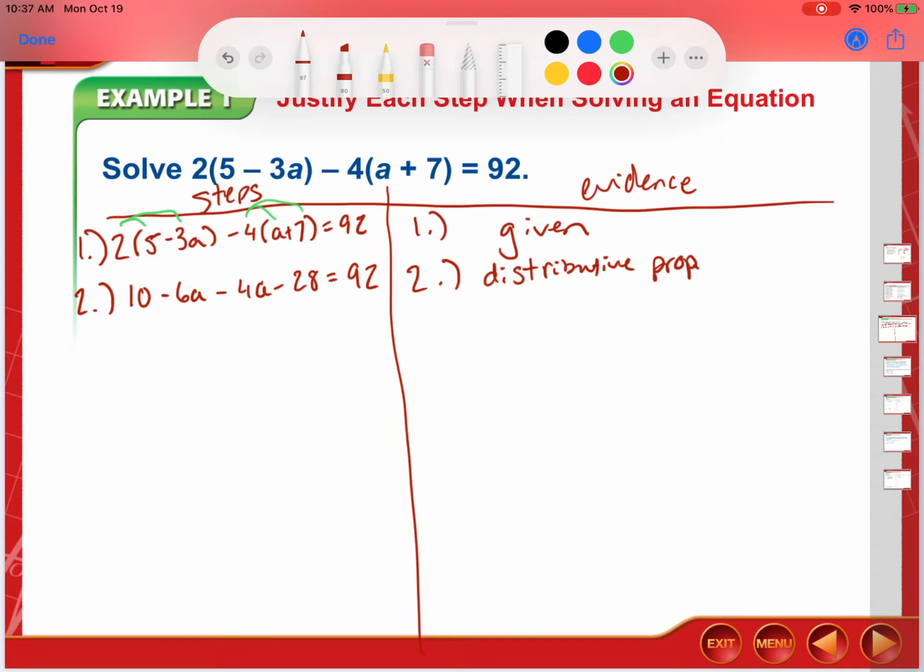So first thing we do, the given. Second thing is going to be whatever step you take first. So me, I did the distributive property. We should probably do the distributive property here, just as a general rule. So next step, I want to combine like terms over on this left-hand side. So I want to combine the 10 and the -28, and then I want to combine the -6a and the -4a. So I'm going to end up with -10a minus 18 equals 92.